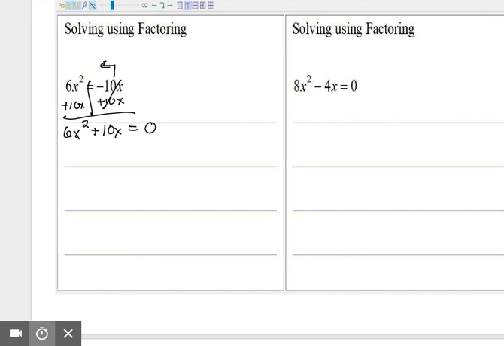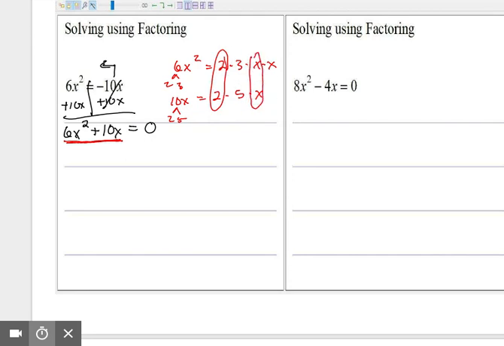Now, I need to go ahead and factor this, okay? So just like we did in the last one, I'm going to do it off to the side here. 6x squared, well, that's 2 times 3. So I have 2 times 3 times x times x. 10x, 10 is 2 times 5. So I have 2 times 5, and then x. So this has a 2 in common and an x in common. So my greatest common factor is 2x.